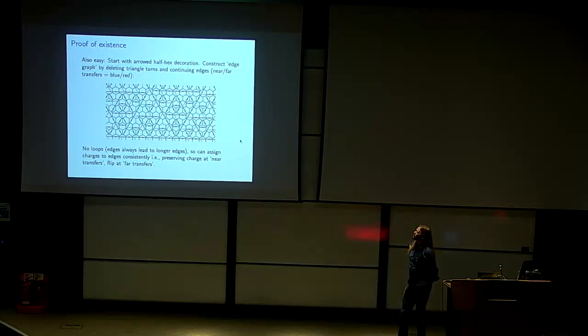You should also show that there exist valid tilings with these rules, and that's actually pretty easy. And that's usually the case, right? It's easier to show existence of these tilings than it is to show non-periodicity, usually. So to show that there exists such a tiling, we start with an arrowed half-hex decoration, by which I mean one of these decorations of Sierpinski triangles where you've got triangles of arbitrarily large size.